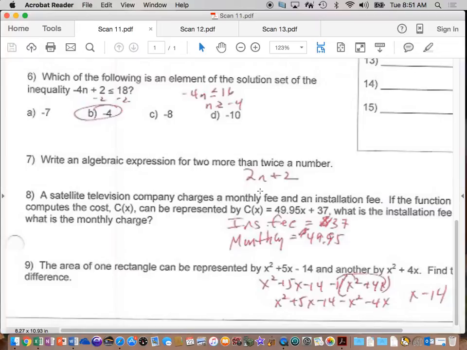Yes? The area of one rectangle is represented by that trinomial, another by that. Find the difference. Well, difference means to subtract. So what I did was I put the negative and then I put the entire x squared plus 4x in parentheses. Now remember, just one thing I want to emphasize.